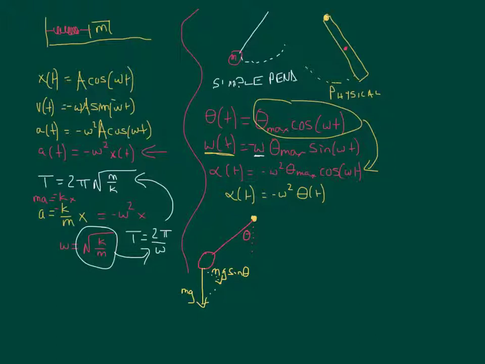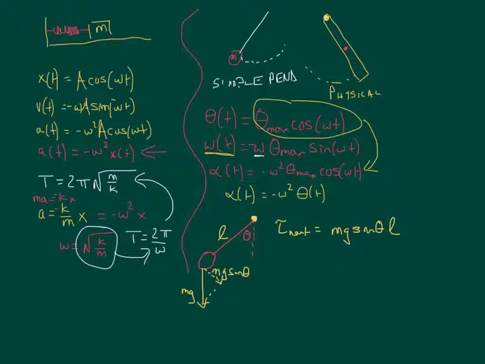So the torque responsible for that rotation is this force, mg sine theta, times the length of the pendulum string. So we could say that the net torque on this is going to be mg sine theta times the length of the pendulum. We're going to make a simplification here because this sine theta term in the torque equation is going to give us a little bit of a headache.